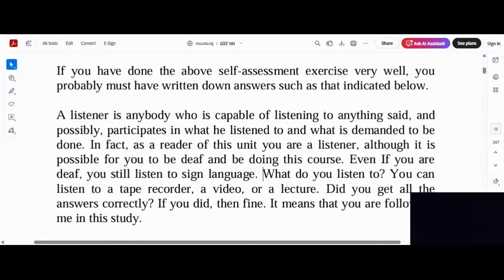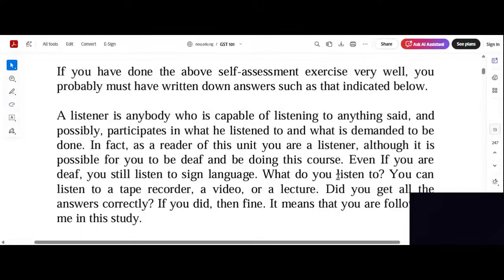You still listen to sign language. Even if you are deaf, you still listen to sign language. So that is another icebreaker for you guys to participate in. If you are deaf, how do you listen? You listen via sign language.